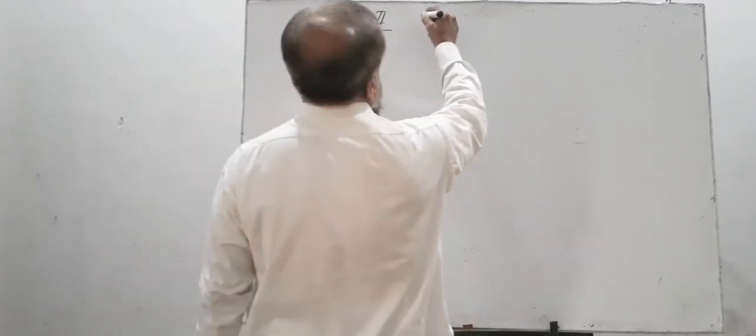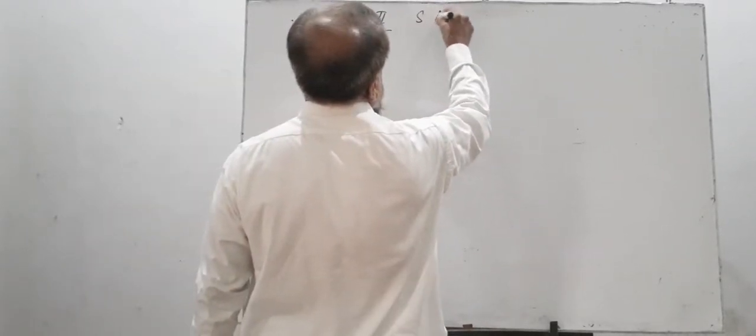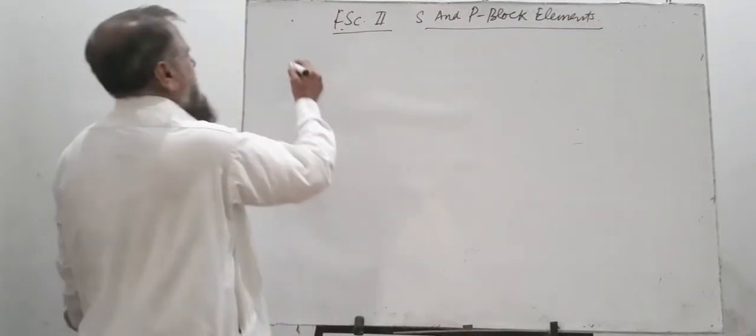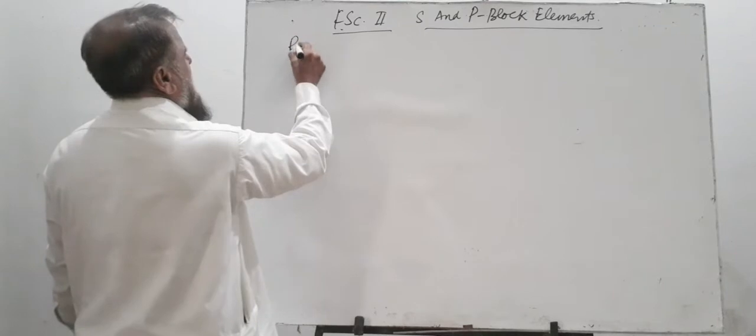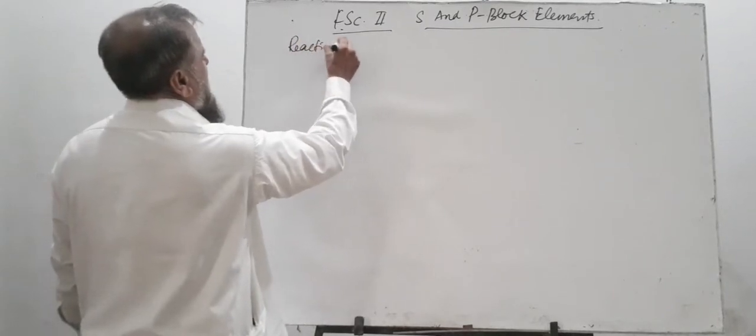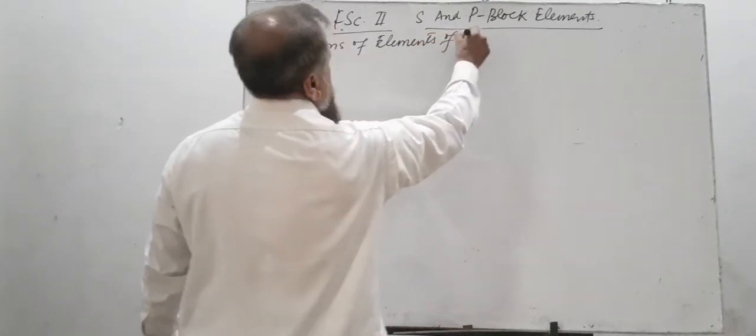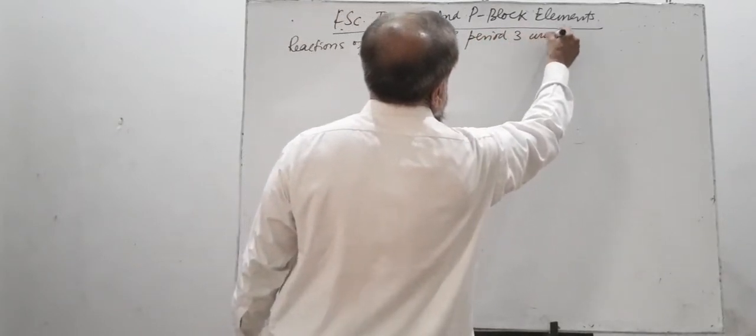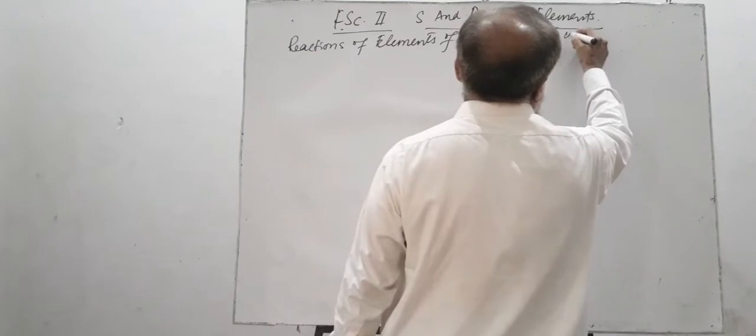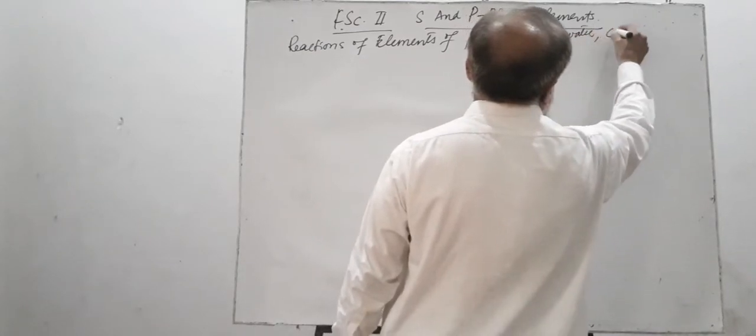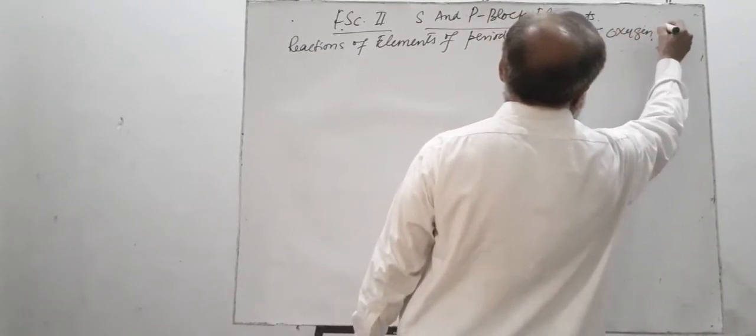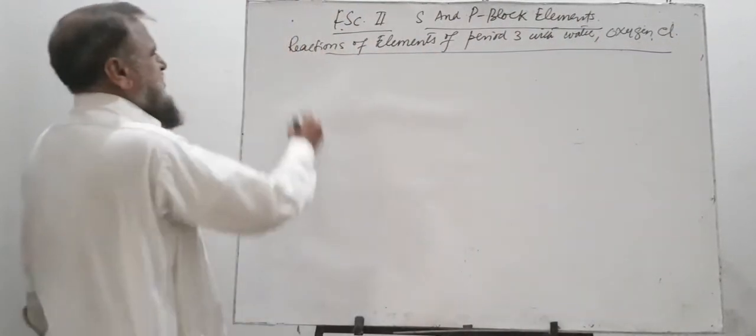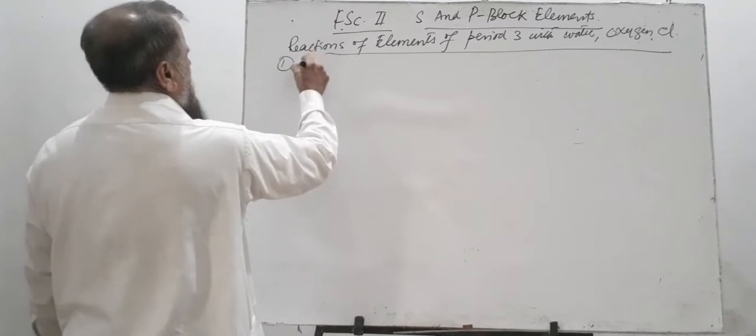The chapter is S and P block elements, and the topic is chemical reactions of elements of period 3 with water, oxygen and chlorine. First we study the reaction with water.